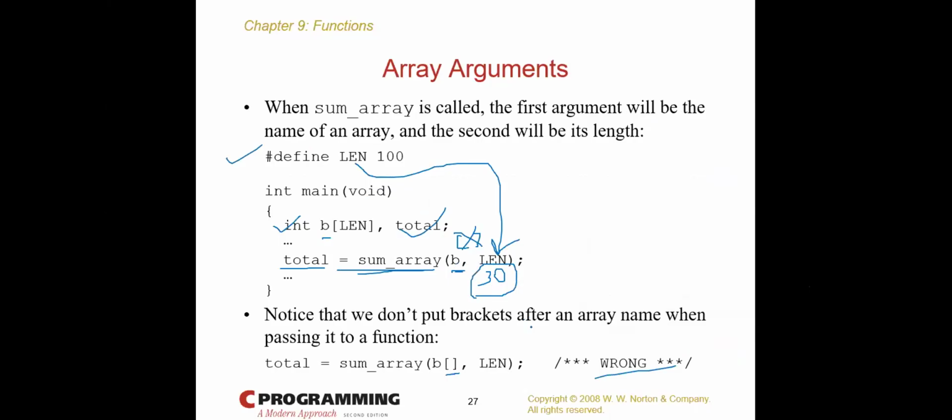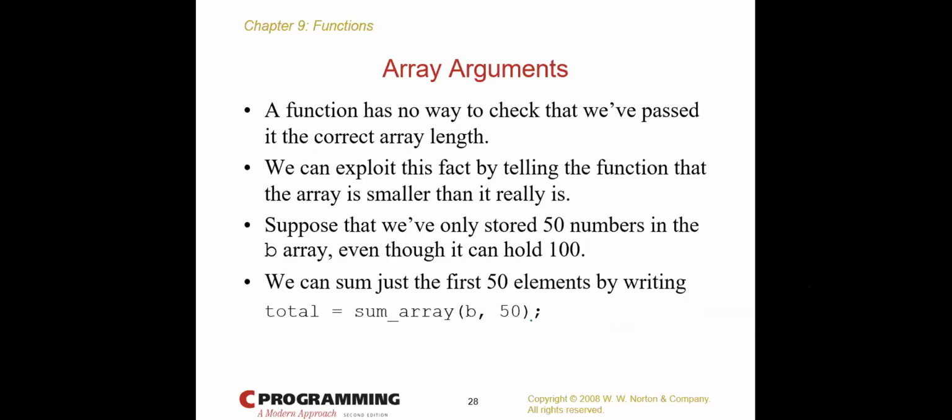It's important. Though it is good that you can pass the length and the compiler isn't sure if it is correct or not, because you can use it to cheat the compiler. You can give an array of size 1000 to the compiler and tell the compiler that it is of size 10, and it will believe you because it doesn't know otherwise. It only knows what you tell it. So a function has no way to check that you have passed it the correct array length.